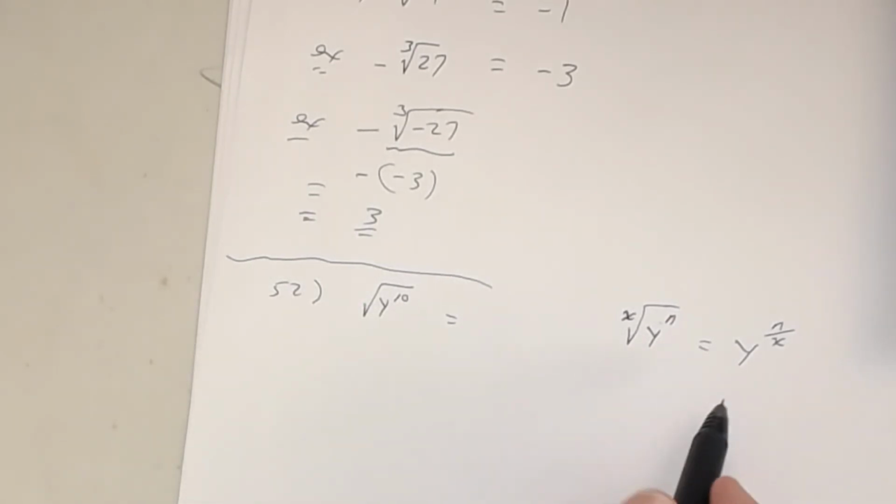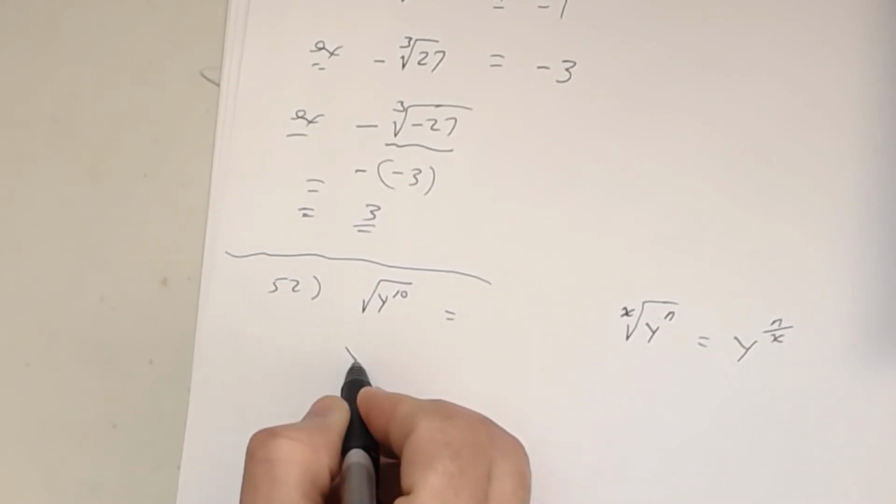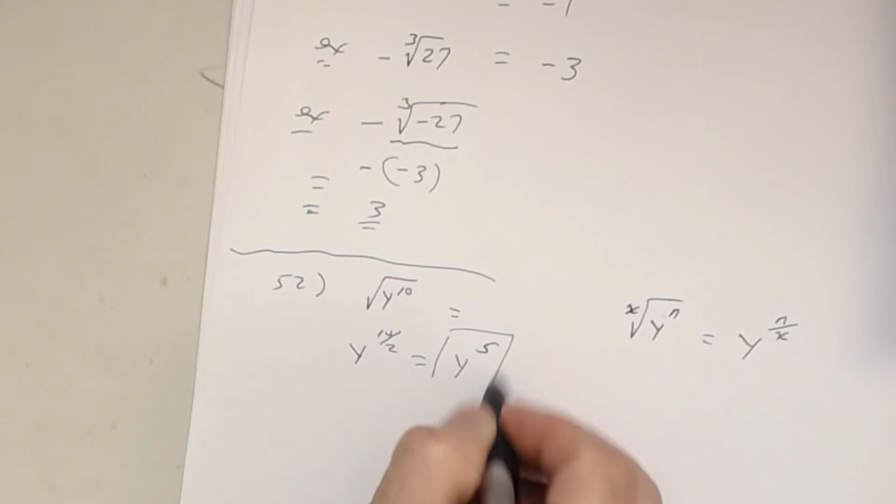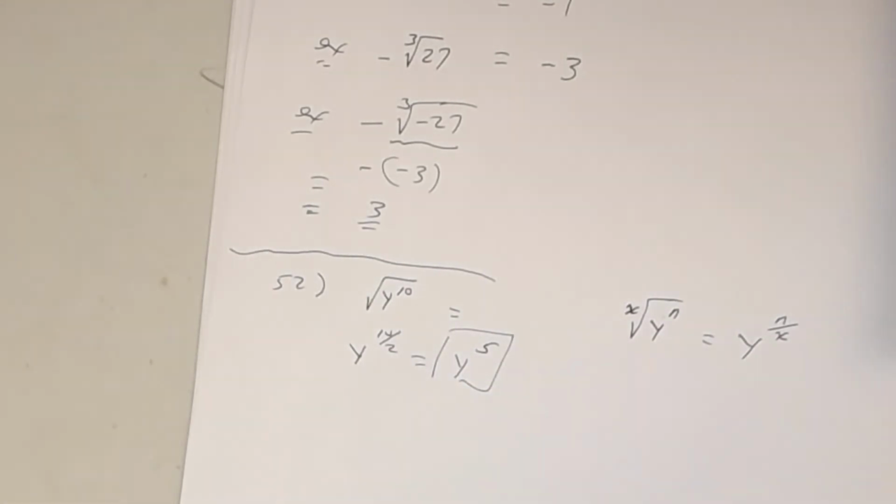Okay, so then this becomes y to the 10 divided by 2, which is y to the what? 5th. Okay, so it's the numerator divided by the index. I didn't mean the numerator. I said numerator. I meant the exponent. Excuse me. The exponent divided by the index. 10 divided by 2. Yes.